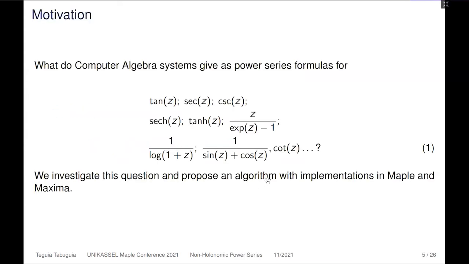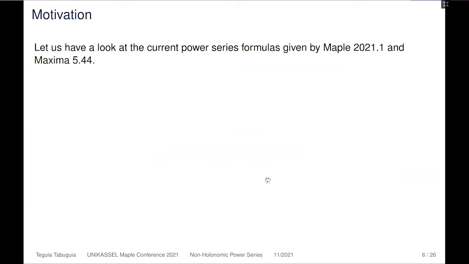Now, let us introduce the problem. What do computer algebra systems give as power series for tangent, secant, cosecant, hyperbolic secant, and all these non-holonomic functions? Generally, it is either a pattern matching model, or the input will be returned as output. So we investigate this question and propose an algorithm with implementations in Maple and Maxima. Let us see what is currently done in these two computer algebra systems.